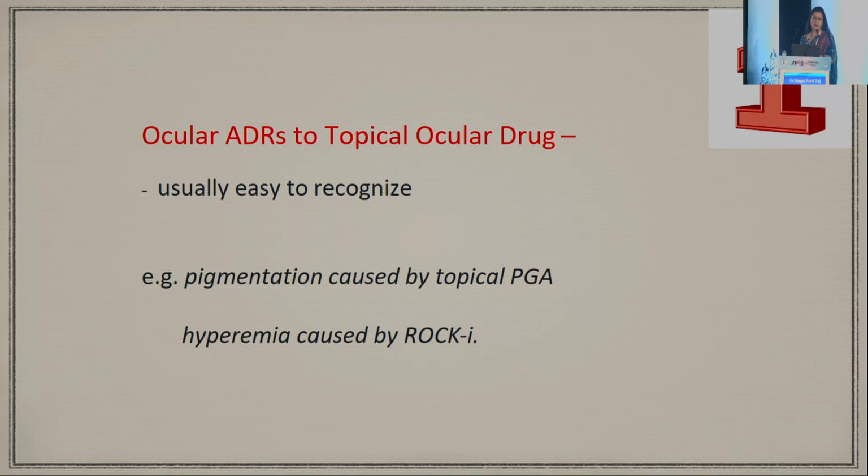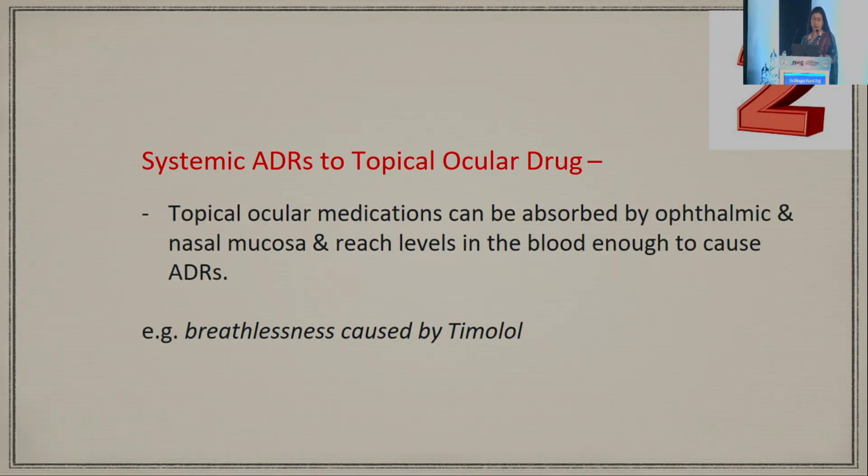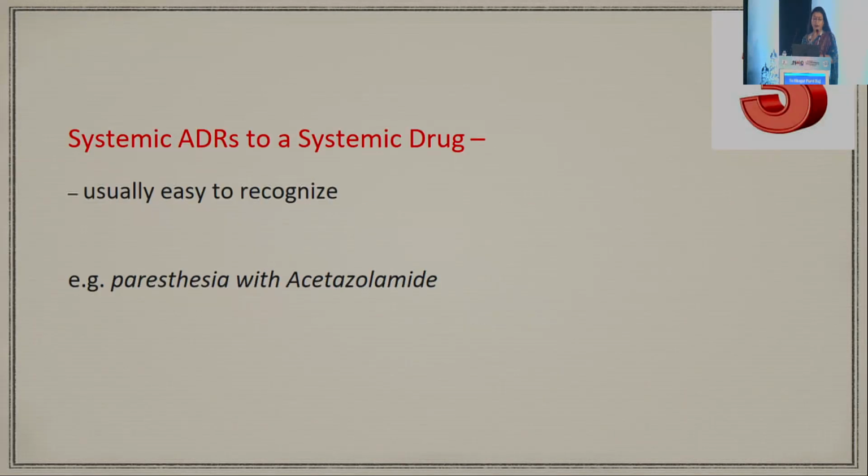There are 4 types of reactions that can happen. One is the ocular ADRs in response to topical ocular drugs, which are usually very easy to recognize. Or it could be a systemic ADR in response to a topical ocular drug, mainly because of the systemic absorption through the nasal mucosa. Third, it could be a systemic ADR in response to a systemic drug. Again, these are usually easy to recognize.